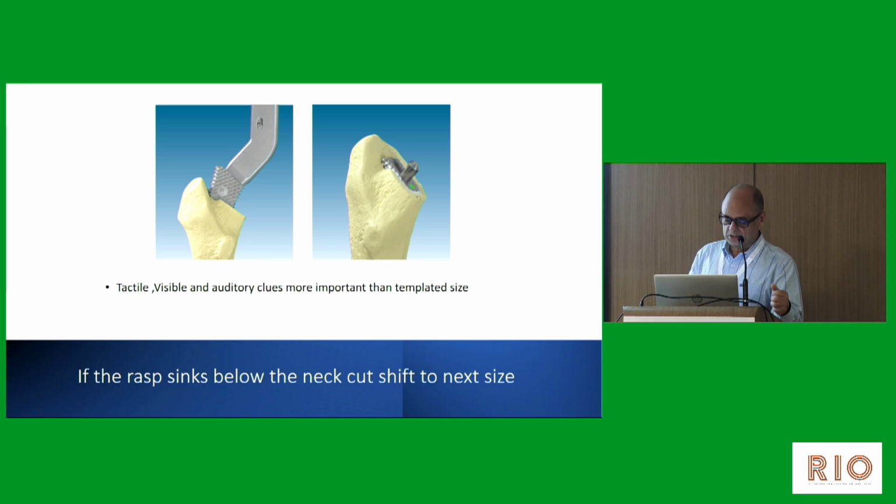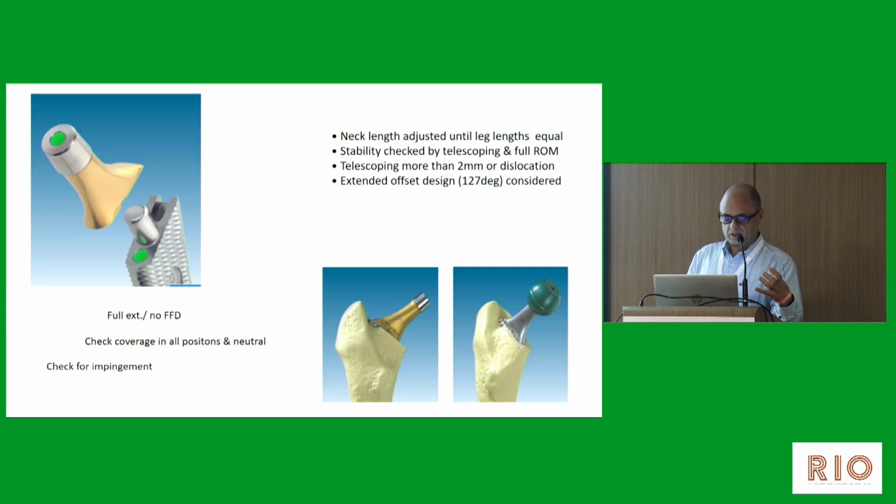So if the rasp sinks below the neck cut, shift to the next size. Go on hammering it till you feel that it has gone at least 2 to 3 millimeters inside your neck cut, then you can shift to the next size. So modularity helps in such situations. Luckily we now have enough sizes in most of the companies. They give at least 3 to 4 sizes of neck length, so that can help on table. So be sure that your neck length is restored, and if you have preoperative assessment, then you can probably match it to that.